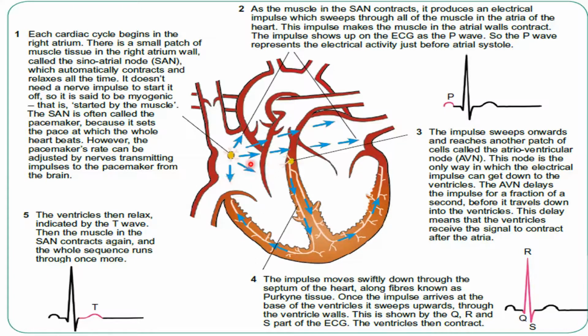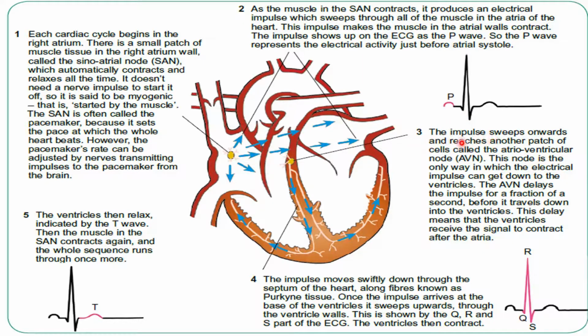You can see it starts from the right atrium and then moves into the left atrium. This is how it starts. As the muscle in the sinoatrial node contracts, it produces an electrical impulse which seeps through all of the muscle in the atria of the heart. You can look at the P wave here. The impulse makes the muscle in the atrial wall contract, and it shows up on the ECG as the P wave. So the P wave represents the electrical activity just before the atrial systole, and then the atria contract.